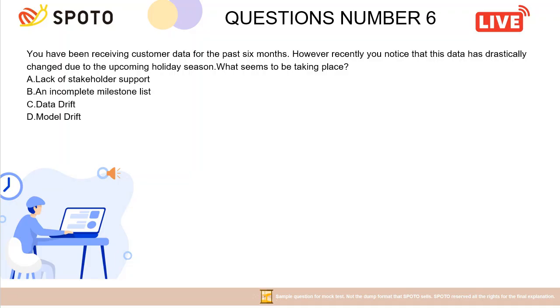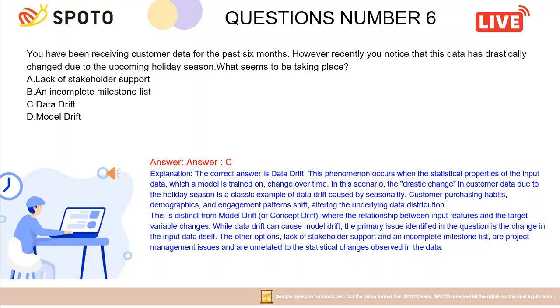Answer, C. The correct answer is data drift. This phenomenon occurs when the statistical properties of the input data, which a model is trained on, change over time. In this scenario, the drastic change in customer data due to the holiday season is a classic example of data drift caused by seasonality. Customer purchasing habits, demographics, and engagement patterns shift, altering the underlying data distribution.